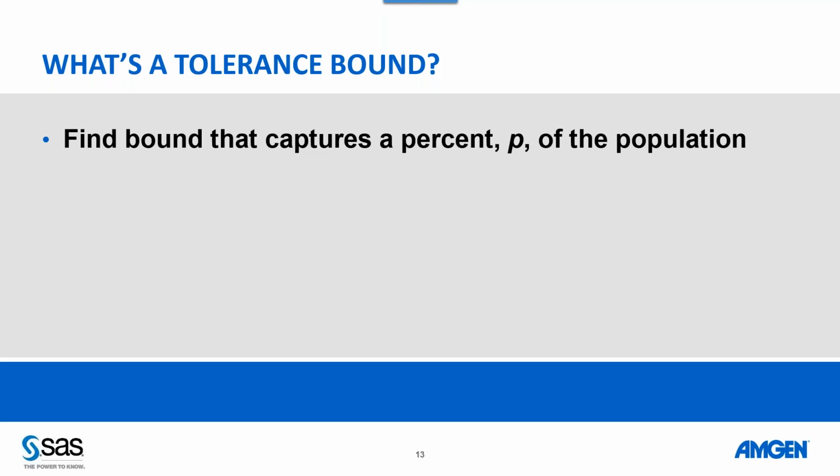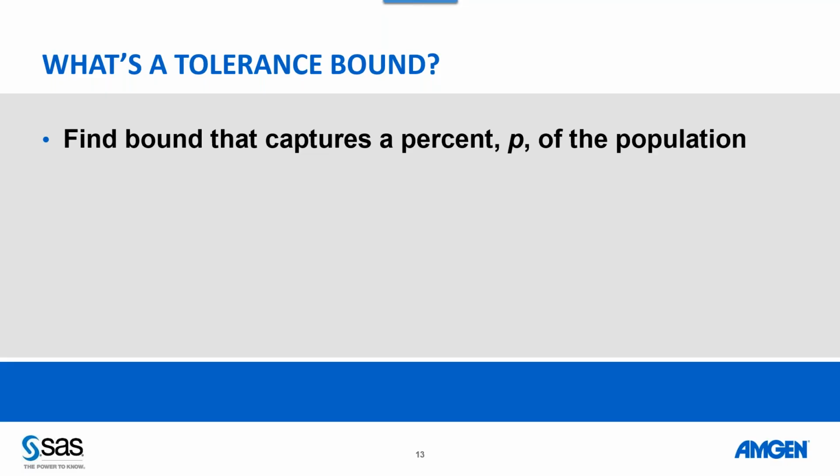Let's review this quickly so we're all on the same wavelength, so to speak, so we have the same definition. So the idea is we want to find a bound that captures a certain percentage of the population, because we want to make a claim about the population. Remember, we talk about making claims. A lot of the work we do is to support the claims that scientists, engineers, and people in regulatory want to make about a particular product. So sometimes we want to make a claim about the population.